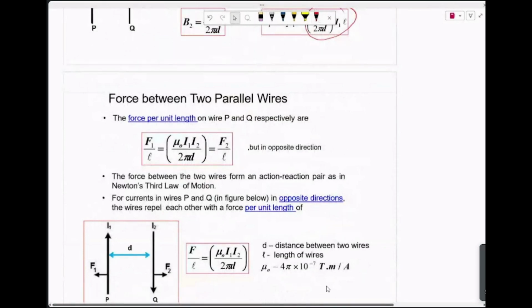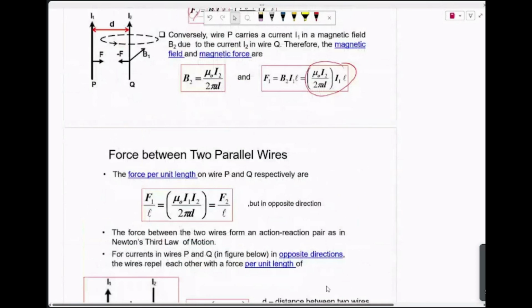Okay, so this is something you should know. Again, you don't need to remember this. What you need to know how to use is this one and also F equals BIL. You will end up with this. Only that you need to know force per unit length.